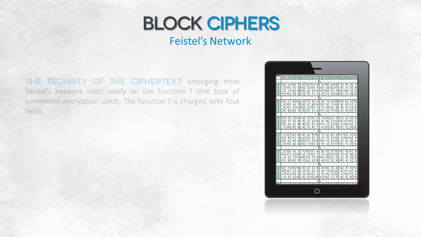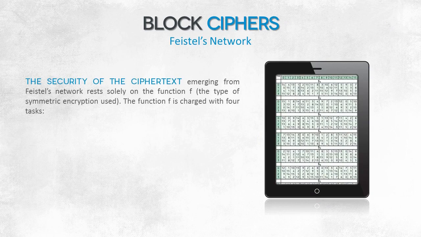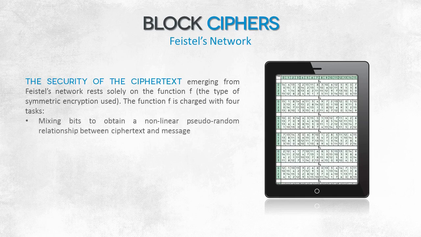This solution doesn't guarantee security. It's simply a mechanism, a mode of operation, or a transformation method. The security, as such, is only provided by the function f. It has critical importance in the structure. So what should you introduce into this network? The function has to mix bits to achieve a nonlinear relationship between the ciphertext and the plaintext message. This is the most crucial and the hardest part.